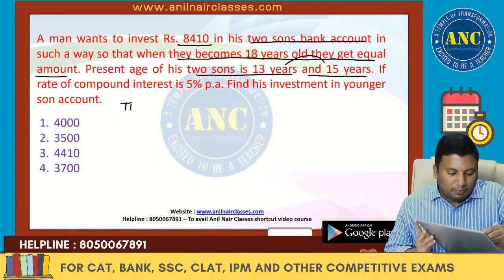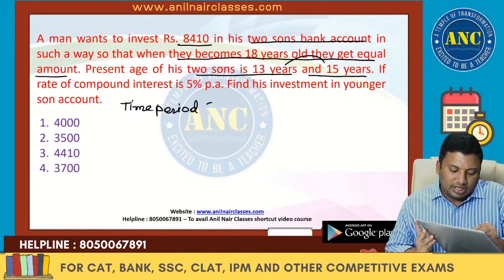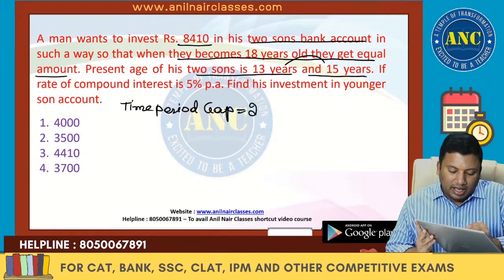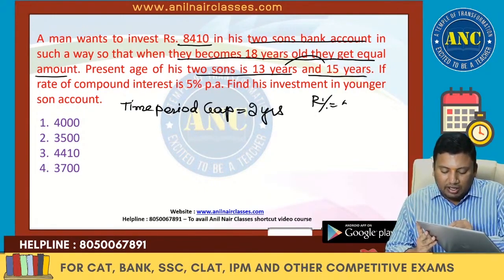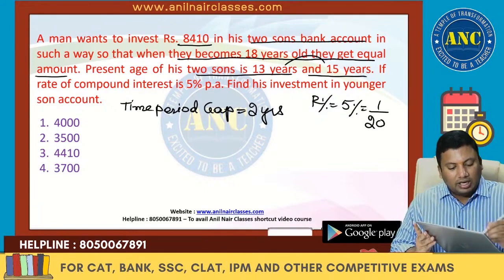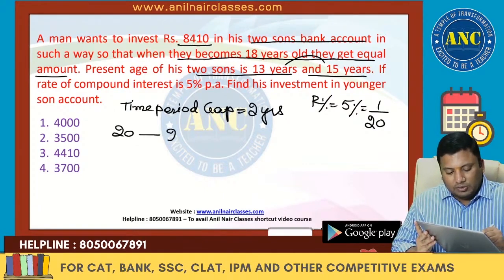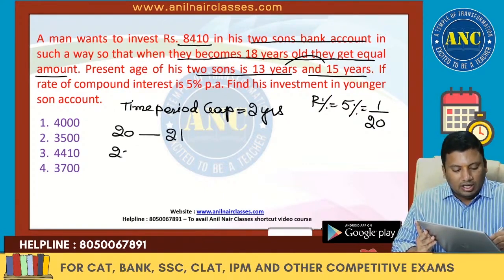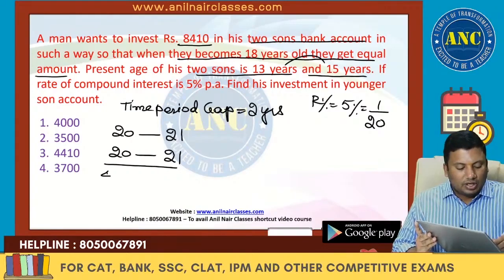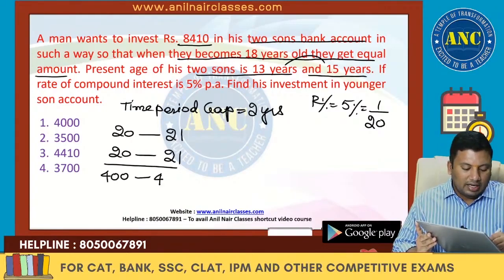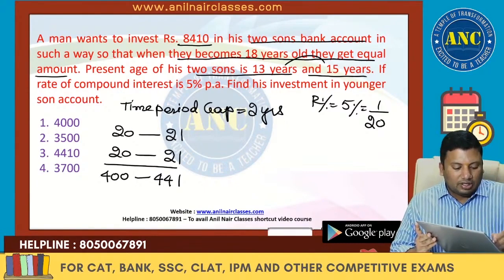What is the time period gap? The time period gap is nothing but 2 years. What is the R percentage given? It is 5 percent, which is 1 by 20. That means 20 becomes 21, an increase of 1. Again 20 increases by 1 to 21. That means these 400 and it is 441, right?